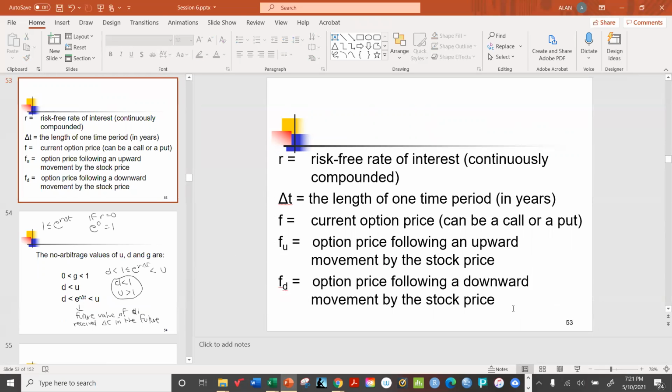So in other words, if you can imagine a little tree right here, here's F, and in time 1, there's 2 possibilities. It can go up to F sub U or F sub D. These are not multipliers. These are subscripts.